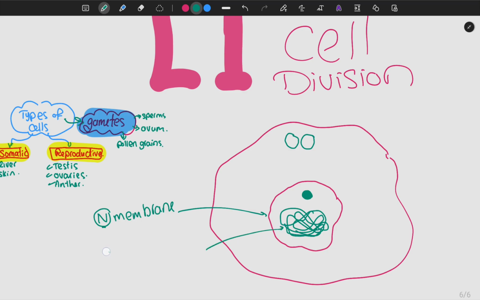Okay, let's type them: chromatid reticulum.